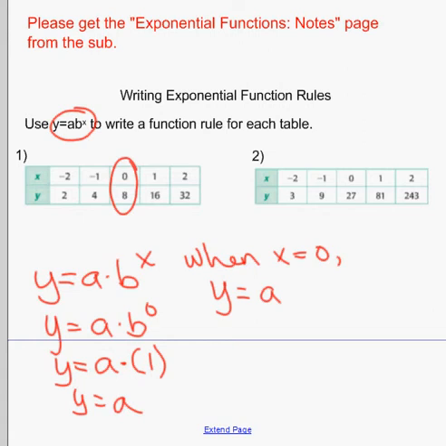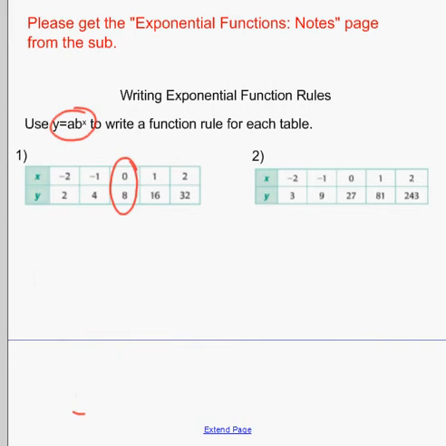If you look at the table in number 1, here's where x equals 0. When x equals 0, y is equal to 8. So that tells me that my a value is 8. Now I have to identify my b value. My b value is what we multiply the y's by each time. So you can probably tell here, what am I multiplying each of these y values by? I'm always multiplying by 2. So my b value is 2.